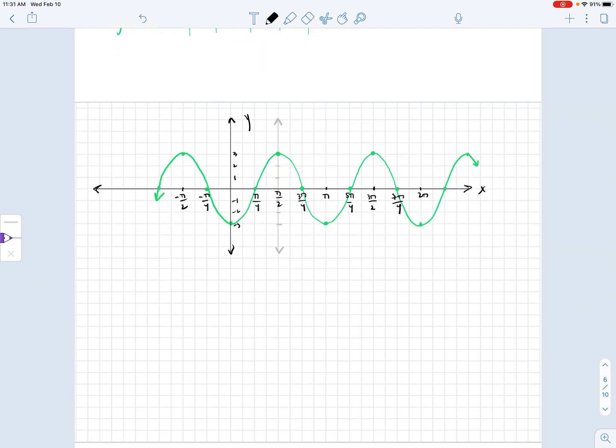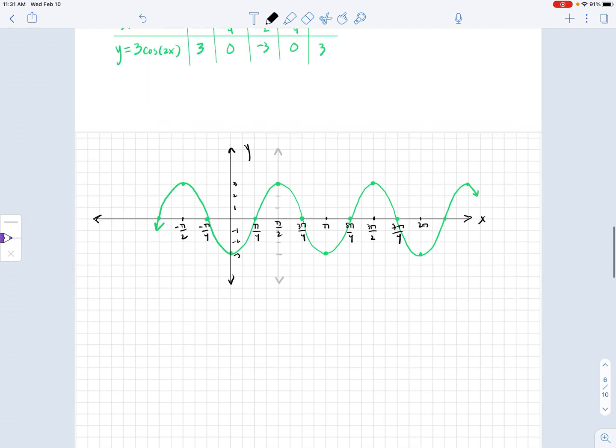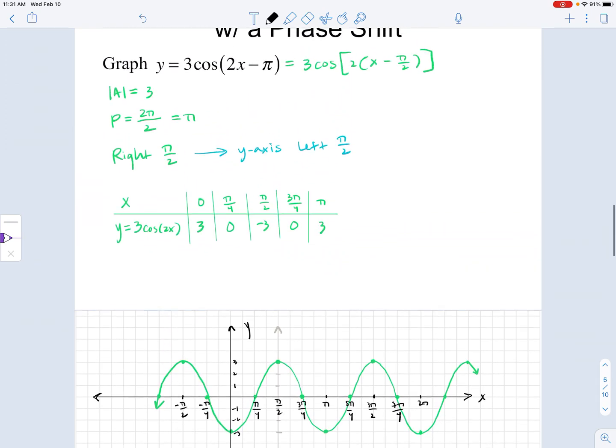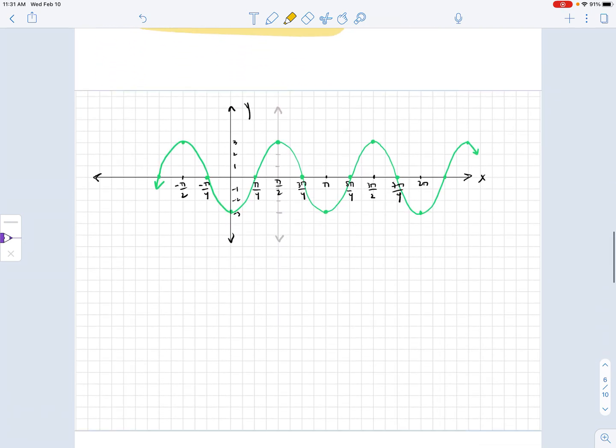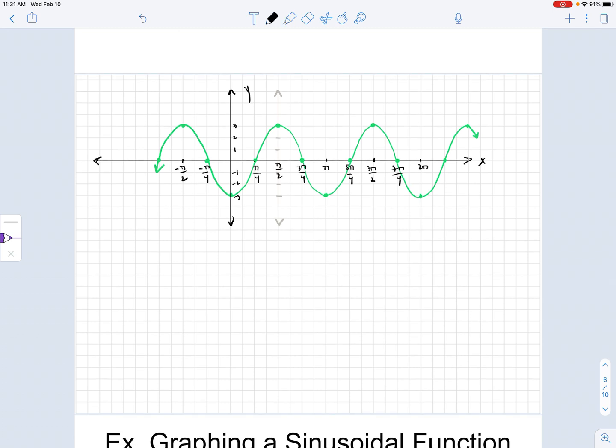Now the other way, and if you are happy with that method, you can skip through this next part. The other way that you could have done this is just thinking about shifting each point from the table, shifting each of those points to the right pi over 2 units. That also would have worked. So let me show you that. So for that, I'm not shifting my x and y axis, so I can go ahead and draw them and label.